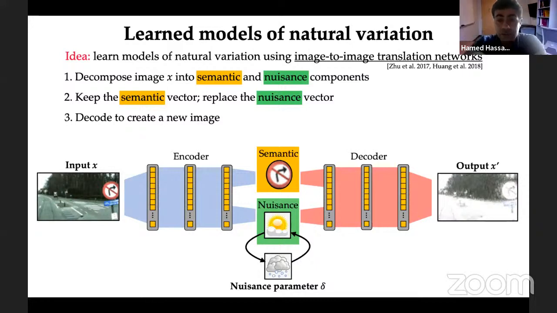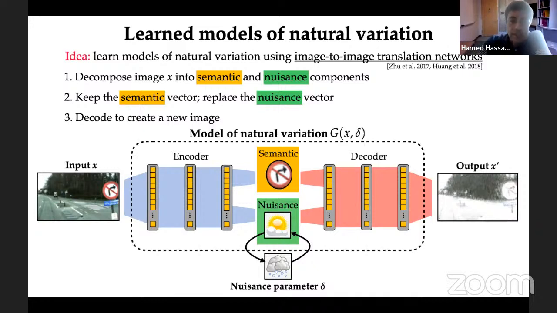To learn these encoding and decoding operations, there are several GANs, generative models, involved here, and these are learned using the data sets that we have, using different data points that we have. Once we learn this model, that would give us the function g of x and delta. Delta would be the nuisance parameter that we can change in order to obtain different images. So again, that's the high-level picture. I'll be happy to talk about the details offline, about how we learn this kind of models.